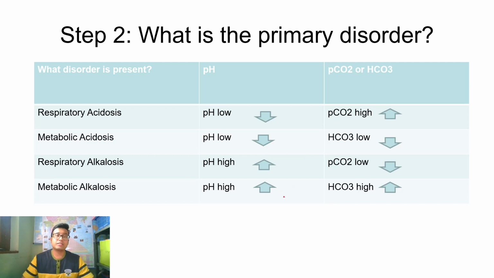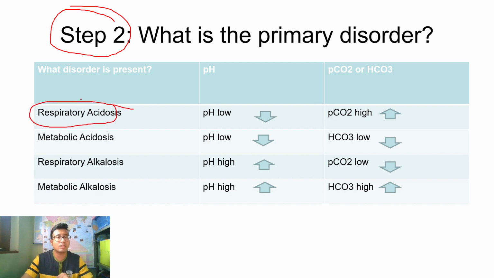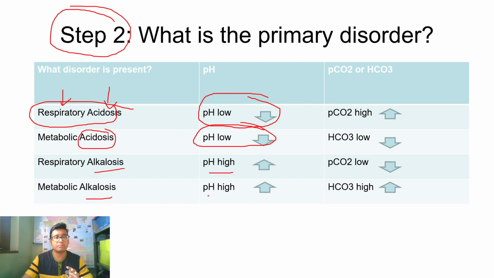So what's the primary disorder? What you need to do? Step 1 is diagnosing whether the disorder is acidosis or alkalosis. Now remember this flow chart. In case of respiratory acidosis, just ask yourself what will happen. Since it's respiratory, first, acidosis. Acidosis means pH will be low. So acidosis, pH low. Alkalosis, pH high. No doubt about that.